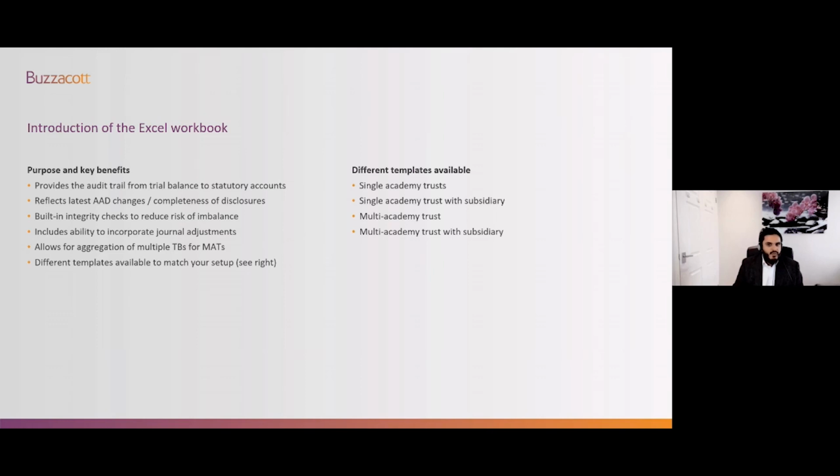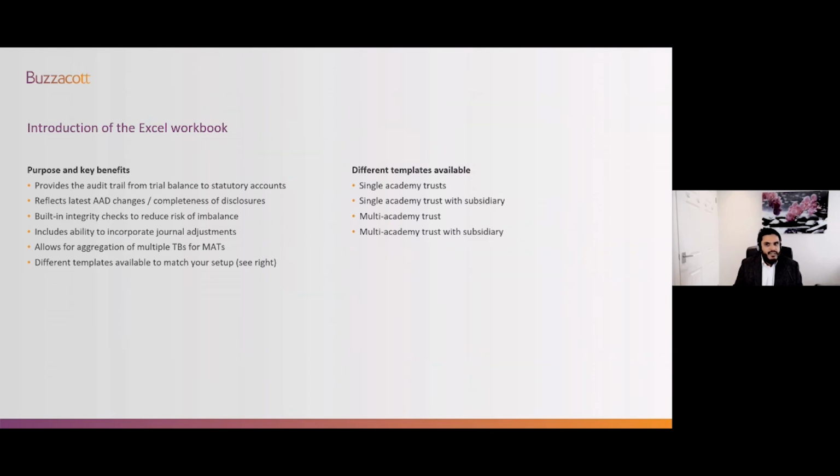As you'll hopefully see as we work our way through this session, this workbook will allow you to trace the majority of those numbers back to the source trial balance. And secondly, it will help provide a compliant set of accounts which meets all of the ESFA disclosure requirements. We update all of our Excel templates every year to take account of the latest accounts direction. So any new disclosure requirements within that will be incorporated.